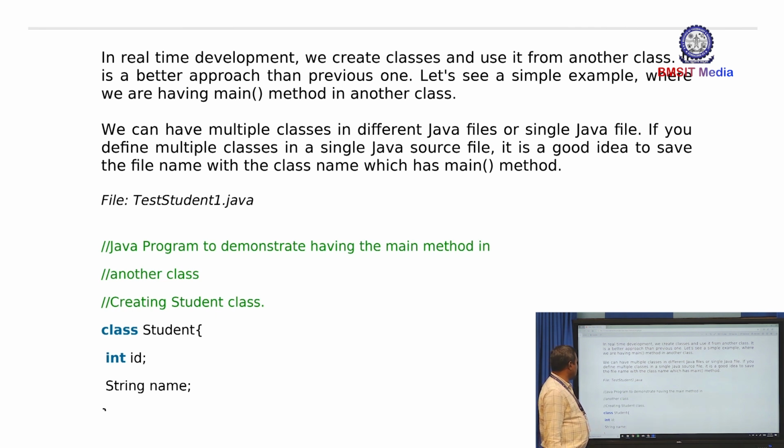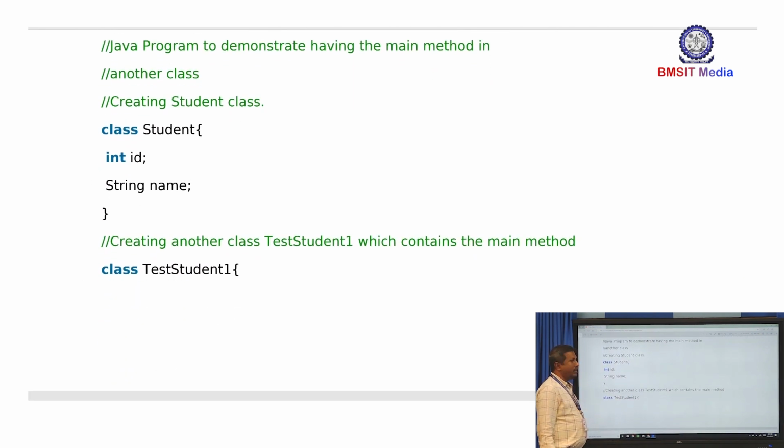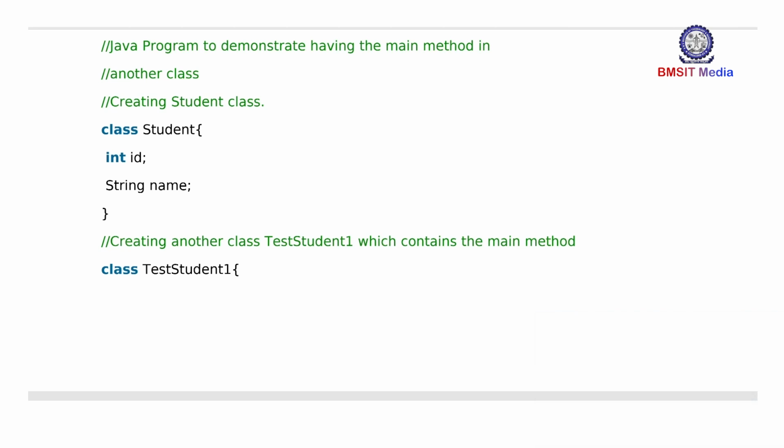Next, our example is, we are again creating a class called Student, with two fields or two data members. One is an integer id, the other is a string name. As you can see, the class is completely outside the main. Nowhere are we combining both class and main in a single block or in a single class. We are creating a Student class separately.